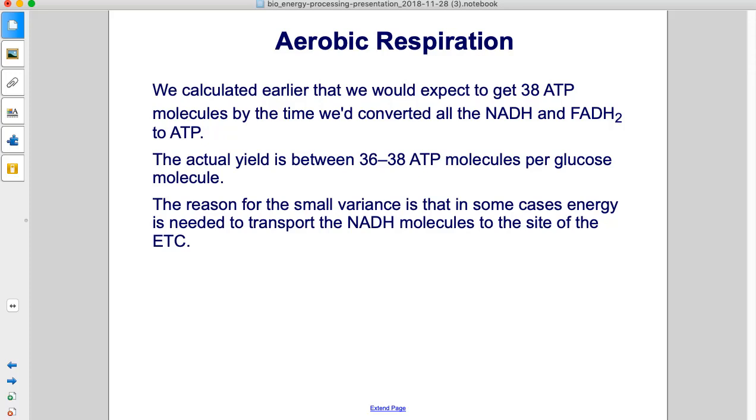So remember earlier you were asked to calculate and make a prediction about how much ATP would be yielded in this process. And you probably calculated earlier that we would expect to get 38 ATP molecules by the time we'd converted all the NADH and FADH2 to ATP. The actual yield is between 36 to 38 ATP molecules per glucose molecule. The reason for the small variance is that in some cases energy is needed to transport the NADH molecules to the site of the ETC.